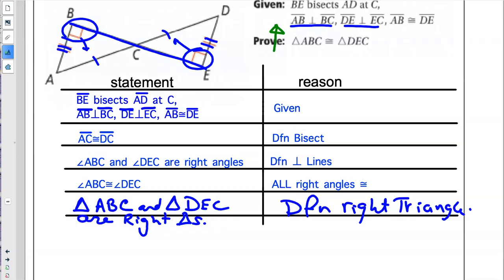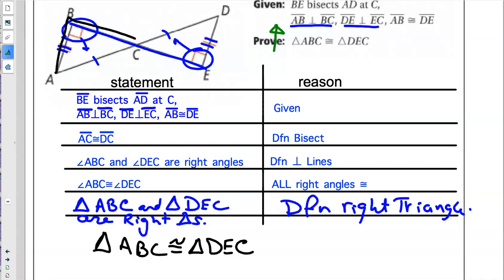Now, because they're right triangles and I've got right angles, I can totally use HL. So now I'm going to close it out and say triangle ABC is congruent to triangle DEC. Triangle ABC is congruent to DEC. I'm just checking the order because of HL congruence. Okay, and that finishes out my proof. I'm all done with that.